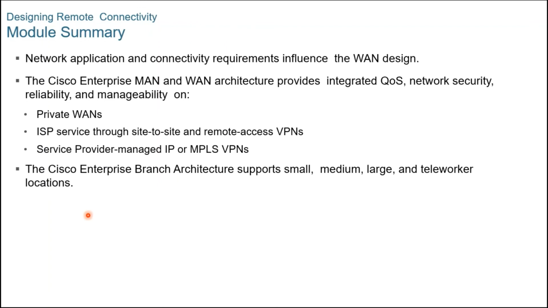Now, to summarize the module, designing remote connectivity, network application and connectivity requirements influence WAN design. The Cisco Enterprise MAN and WAN architecture provides integrated QoS, network security, reliability, and manageability on private WANs, ISP service through site-to-site and remote access VPNs, and service provider managed IP or MPLS VPNs. The Cisco Enterprise Branch Architecture supports small, medium, large, and teleworker locations.